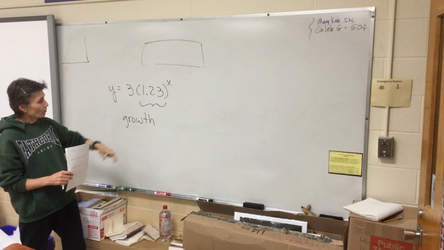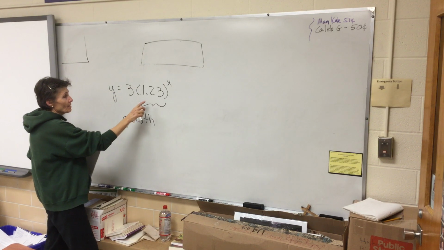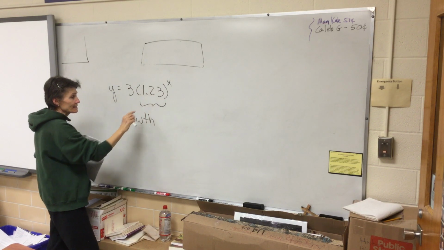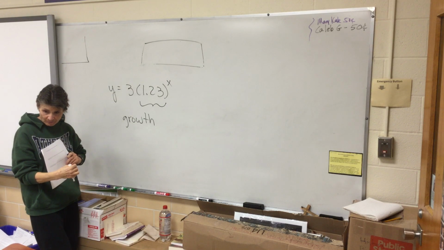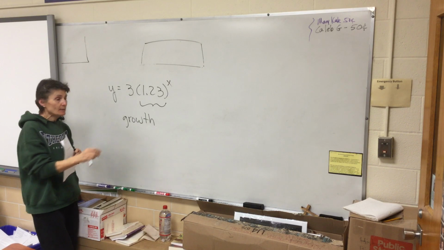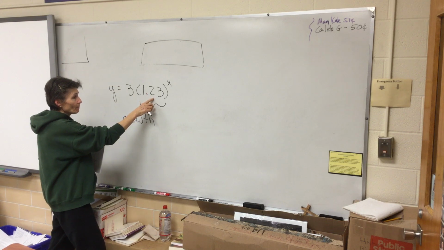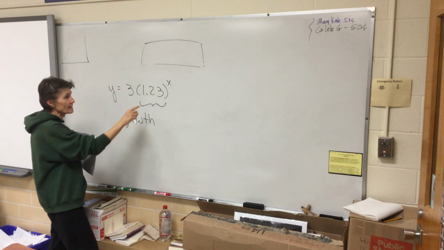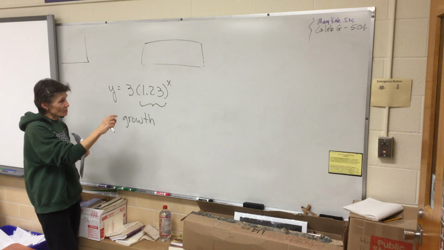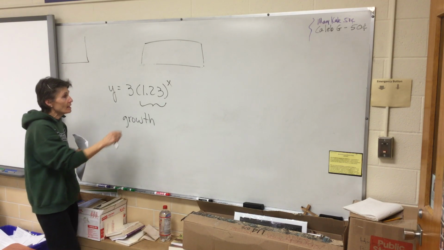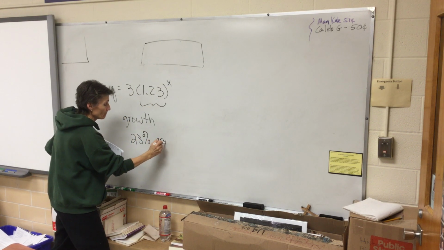Now, this is a growth problem. The amount that this number is either more than 1 or less than 1 is the amount of growth or decay. So since this is a growth problem, and this number is 0.23 more than 1, it's 1.23, so it's 0.23 more than 1, we have a 23% growth.